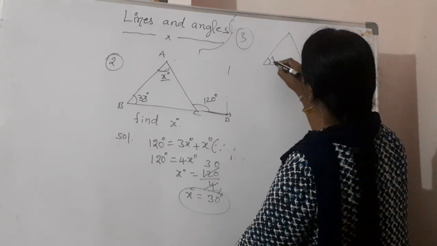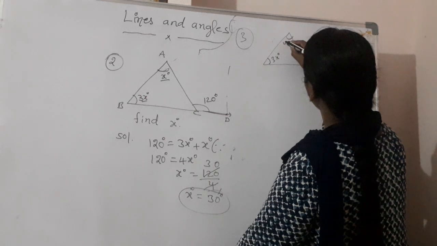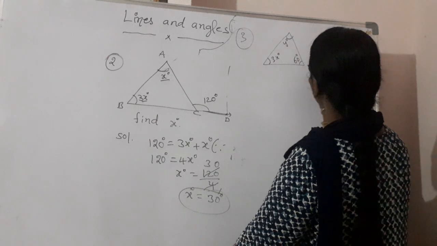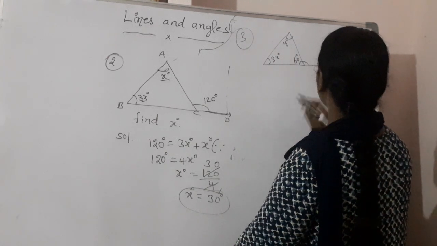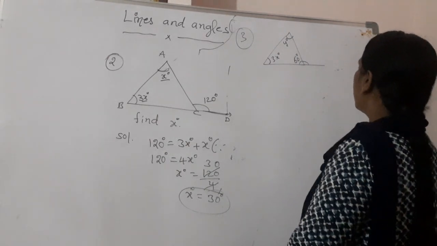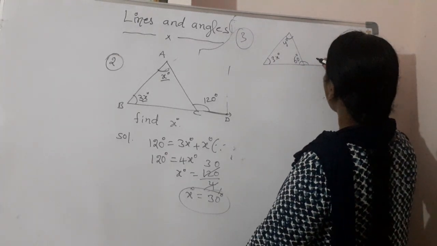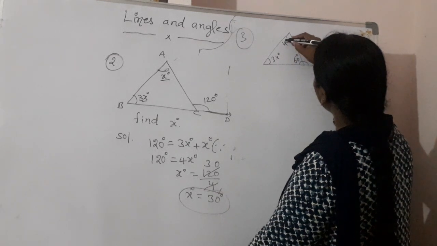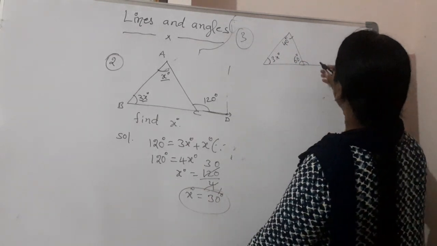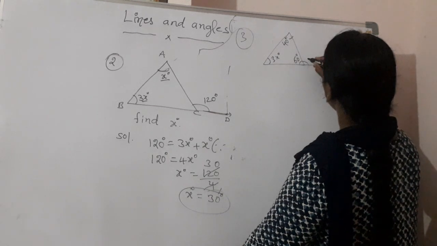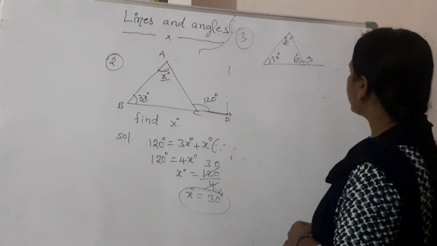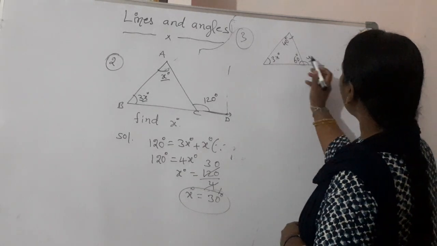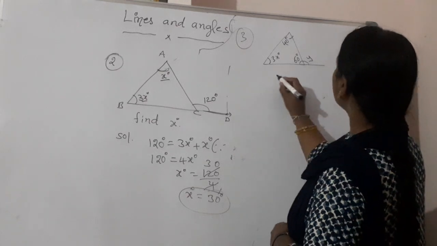Here the angles are 3x degrees, y degrees, this is 60 degrees, and let's take one more angle here, 40 degrees. Here, what are the y value and x value? This model is also the same, but here two variables are there. That is the difference.